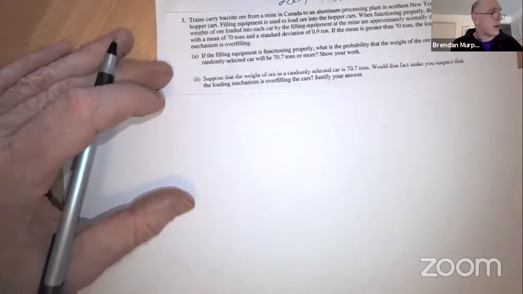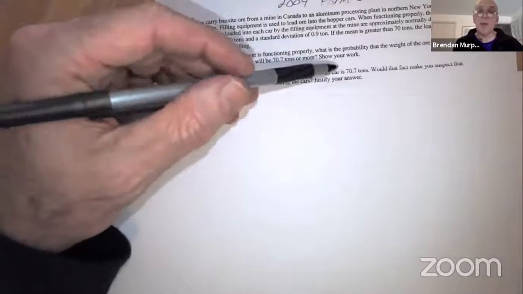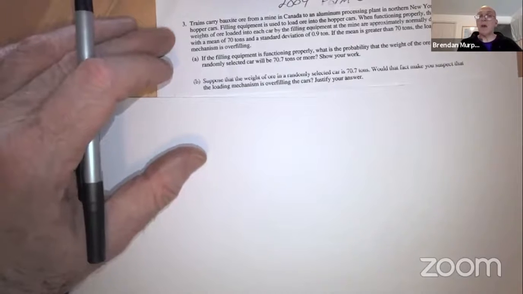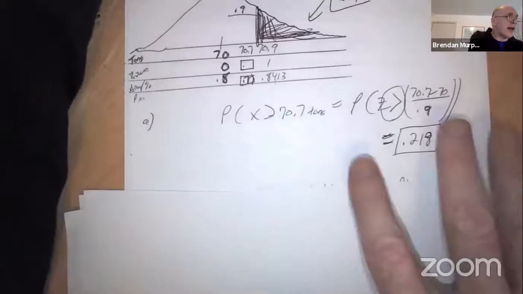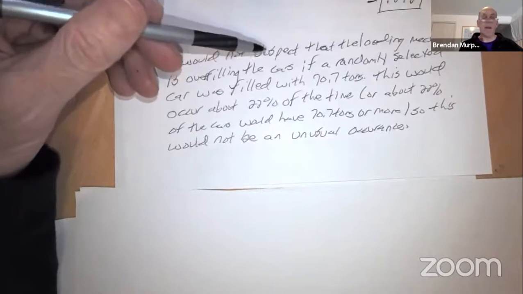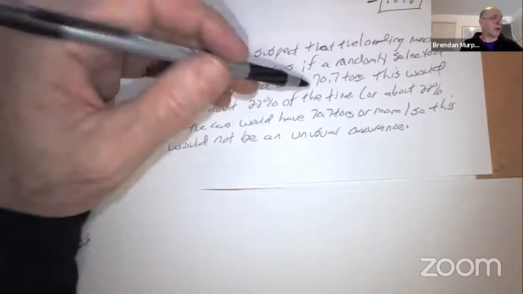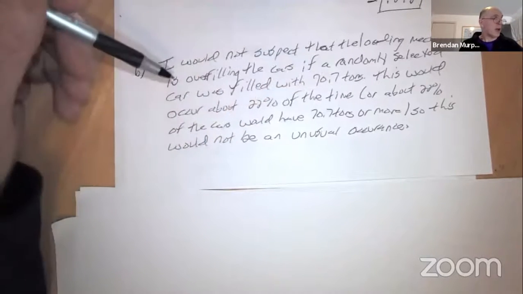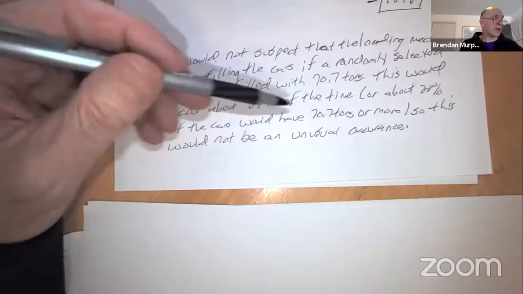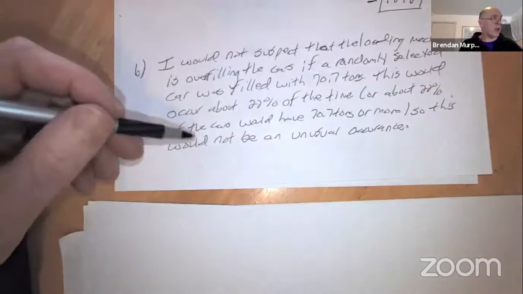So Part B says, suppose the weight of ore in a randomly selected car is 70.7 tons. Would that fact make you suspect that the loading mechanism is overfilling the cars? Justify your answer. Well, 70.7 tons is clearly more than the 70 tons, but we know that it's going to vary, and they said that it's approximately normally distributed. So I would not suspect that the loading mechanism is overfilling the cars if a randomly selected car was filled with 70.7 tons. This would occur about 22% of the time, or about 22% of the cars would have 70.7 tons or more. So this would not be an unusual occurrence.